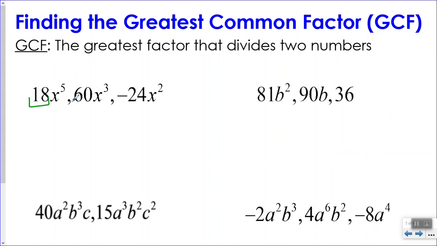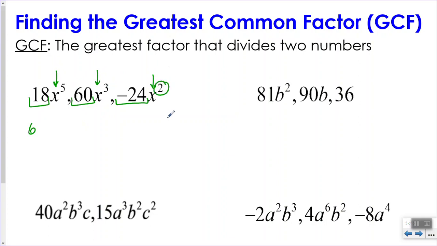So we have 18, 60, and negative 24. The greatest number that evenly divides all of those is 6. Now we need to figure out the greatest common factor of my variables. So I want to look for the largest power of x that all three of those have in common. Here I can go up to 5, I can go up to 3, and I can go up to 2.